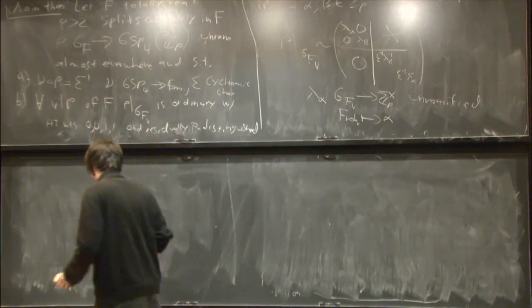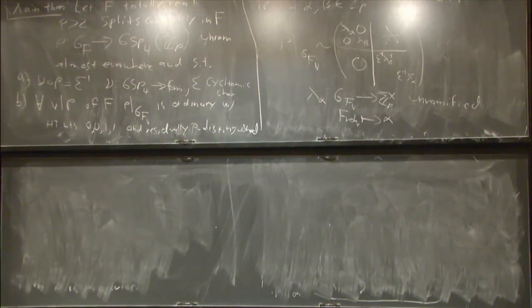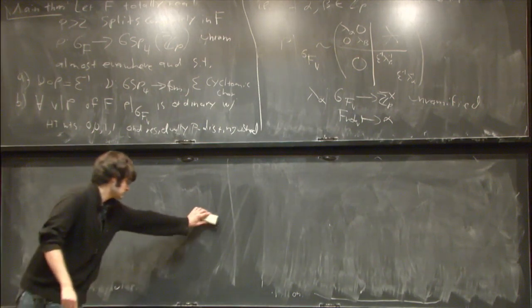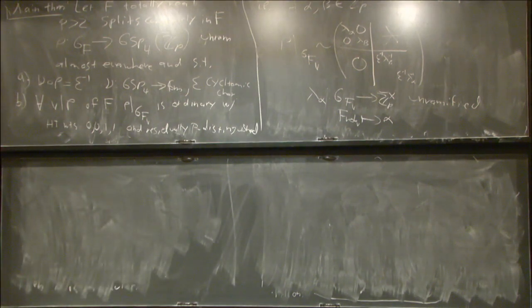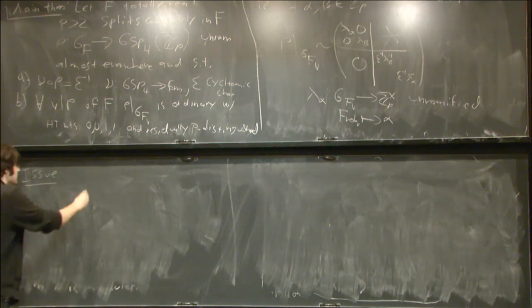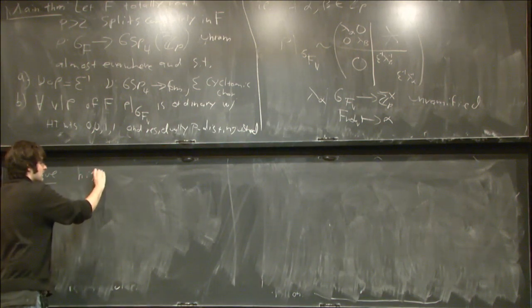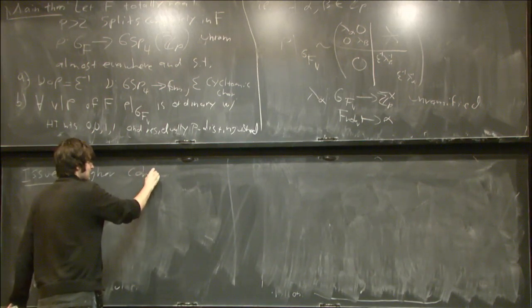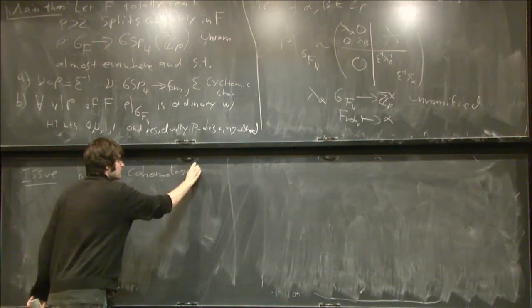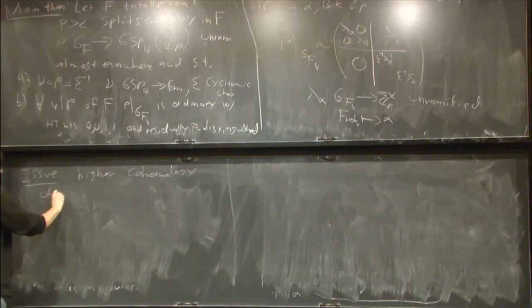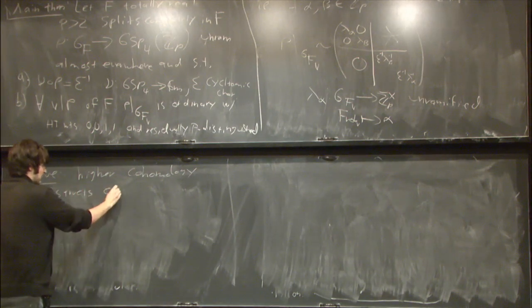Now I'll say some very basic things about attempting to prove a modularity lifting theorem for weight 1 modular forms. The main issue is that higher cohomology obstructs congruences.